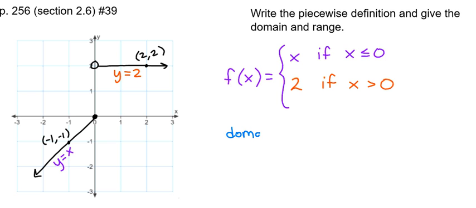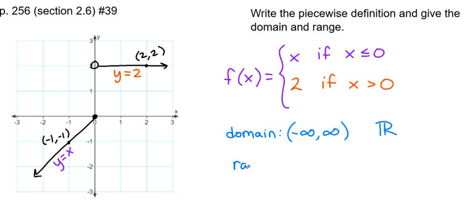The domain is the set of x values it goes through. So let's look back at the graph. We start at negative infinity, we go to 0, and we go to positive infinity. We've included everything, so the domain is negative infinity to infinity. And if you want, you can write that as all real numbers.